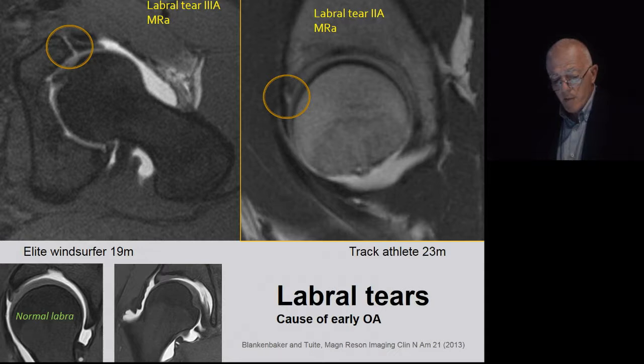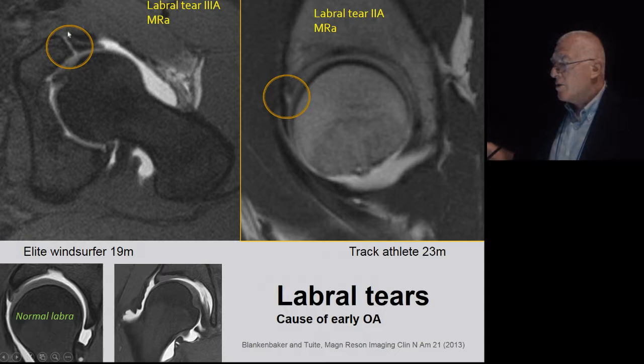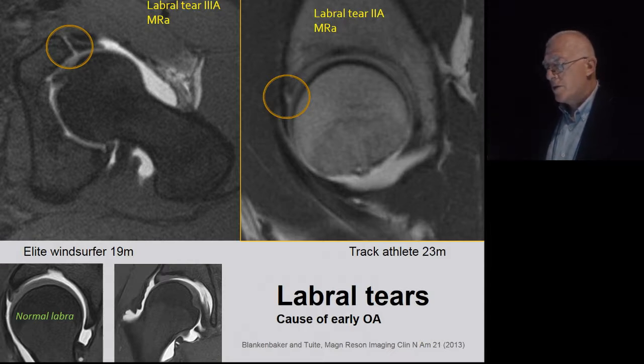So normally the labra have a triangular shape, low signal intensity. Here is an elite windsurfer with a single traumatic event. Labral tears occur usually with a single traumatic event, whereas in cam-type femoroacetabular impingement and developmental dysplasia it is because of repetitive abnormal stress. Here we see a labral tear and another one in a track athlete, a long jumper.